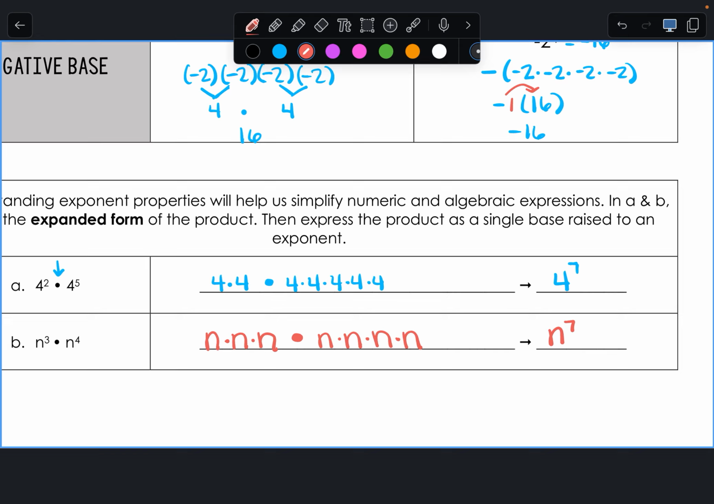Number 4. The base is -5. Add the exponents, 5 plus 2. So we get -5 to the power of 7. Number 5. Our base is -3 in parentheses. Add the exponents. We get -3 in parentheses to the power of 7.